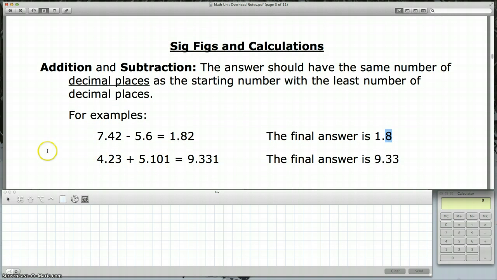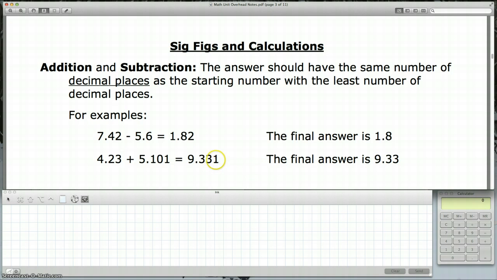Next example, 4.23 has 2 decimal places. 5.101 has 3 decimal places. I choose the smaller number of decimal places, so 2 decimal places. And that's what my answer should have. So when my calculator says 9.331, I look back at my original numbers and I say, oh, my answer can only have 2 decimal places. So I write my answer with just 2 decimal places.